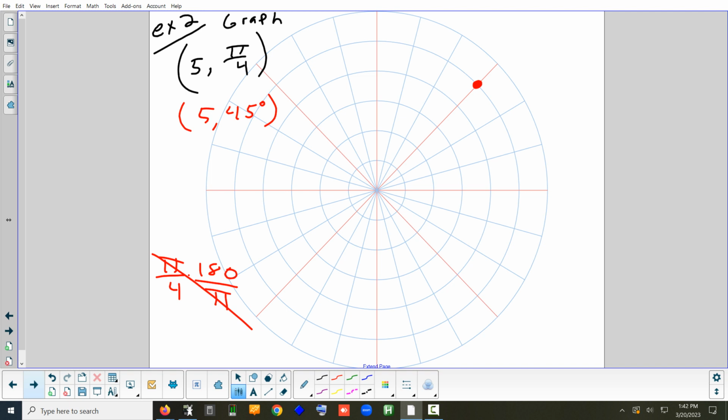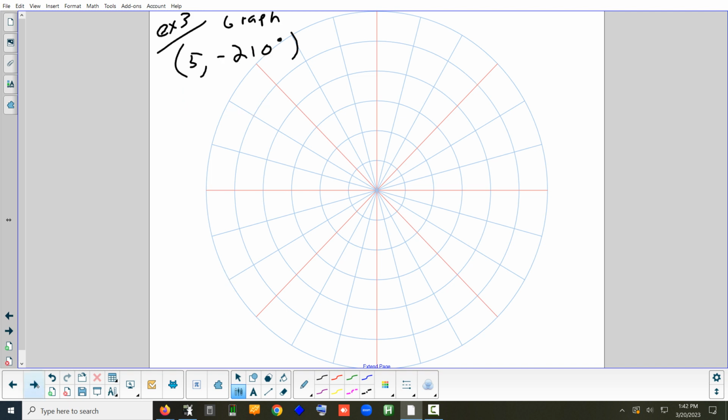Okay, questions on that? Try another one. All right, so now we've got a negative angle. Same idea, it's just going to change the direction of rotation. Okay, so 1. What's my radius in this case?